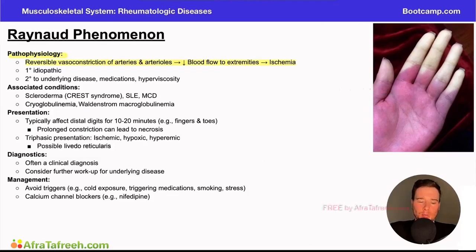We also have to consider the causes here, and that this is primarily an idiopathic condition. And sometimes this primary idiopathic condition is known as primary Raynaud's phenomenon or Raynaud's disease. Now, we can also have secondary Raynaud's phenomenon, which is previously known as Raynaud's syndrome. And this can be due to underlying diseases, medications, or hyperviscosity. So what are some medications?